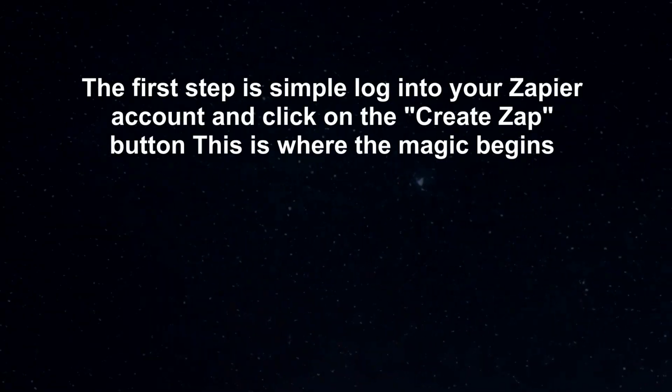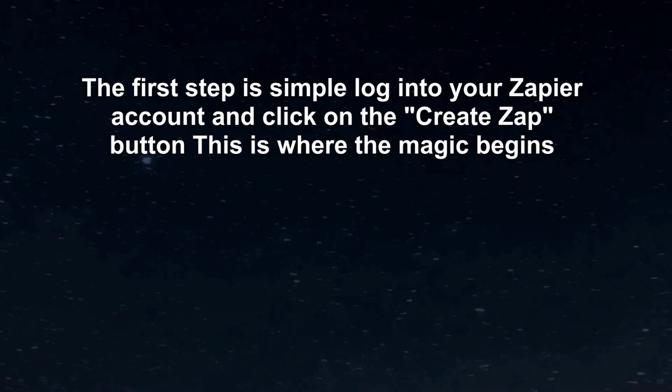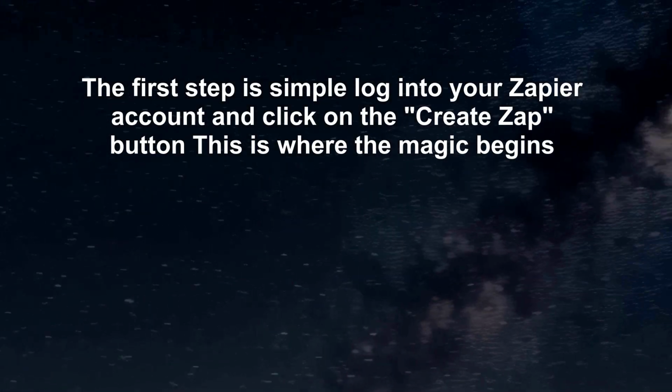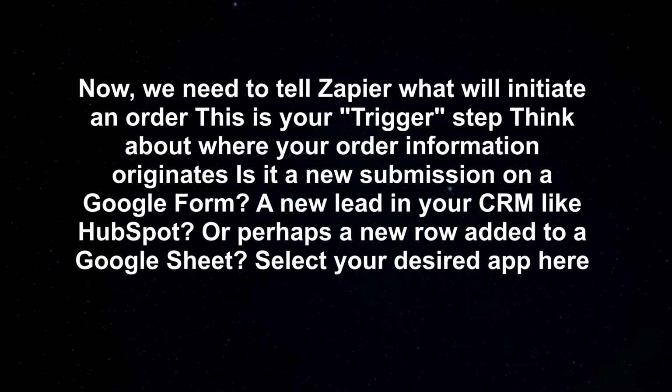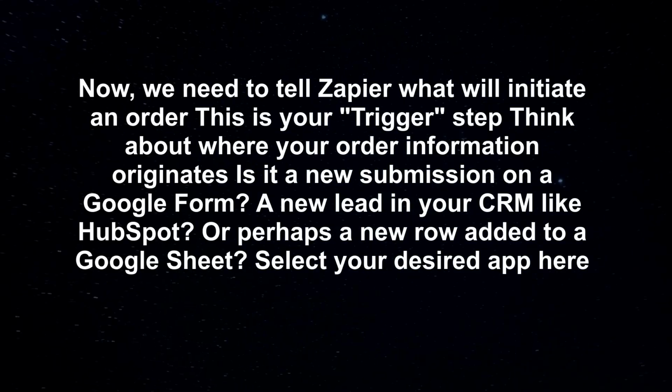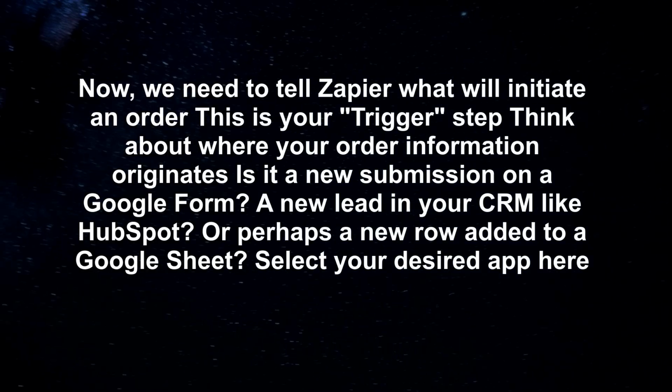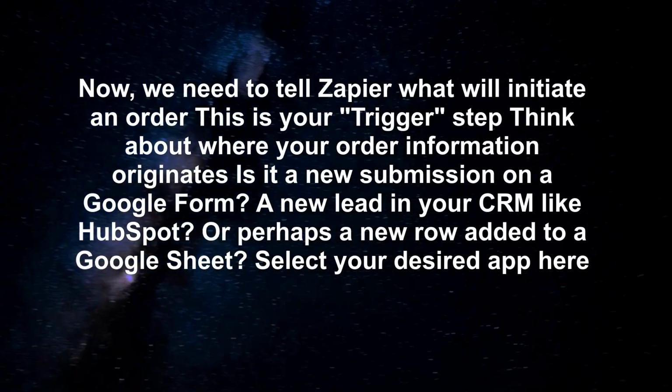The first step is simple: log into your Zapier account and click on the Create Zap button. This is where the magic begins. Now, we need to tell Zapier what will initiate an order. This is your trigger step. Think about where your order information originates.